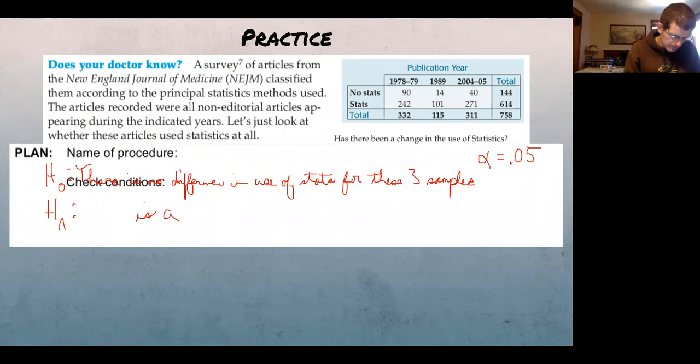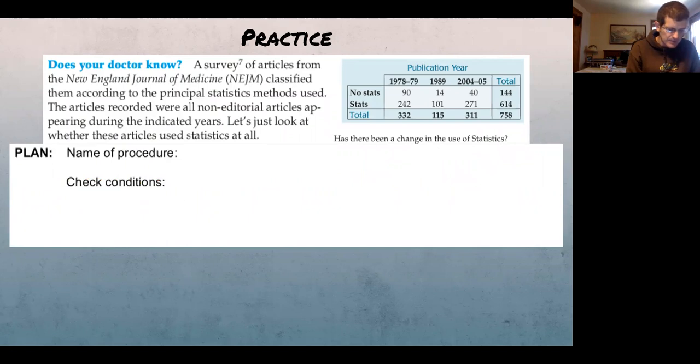Now I can run through and name my procedure, which is going to be my chi-square test for homogeneity. Yeah, something like that. My conditions, random. Well, because it's a survey, I will assume that this is random. And I'm going to assume all of these are random.